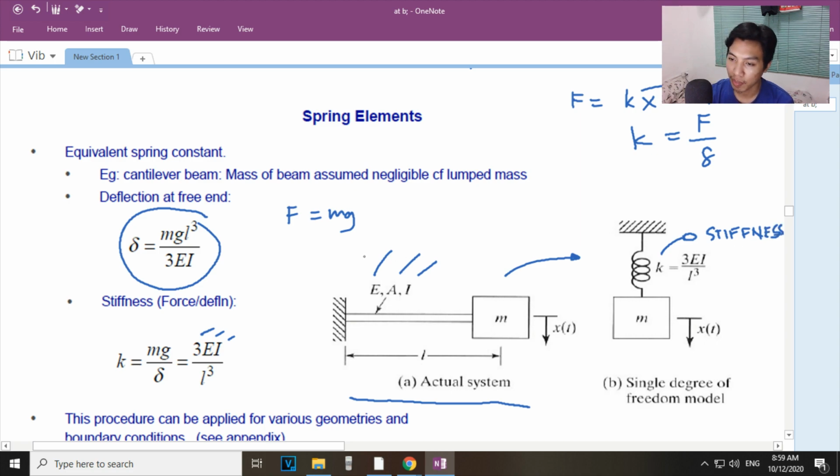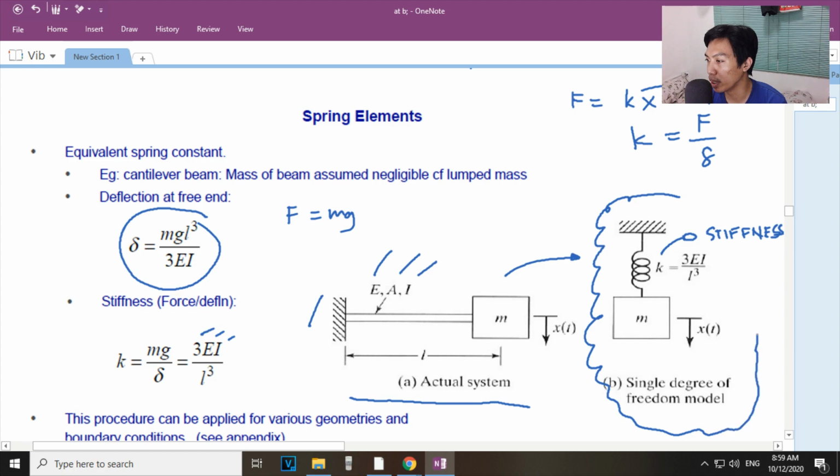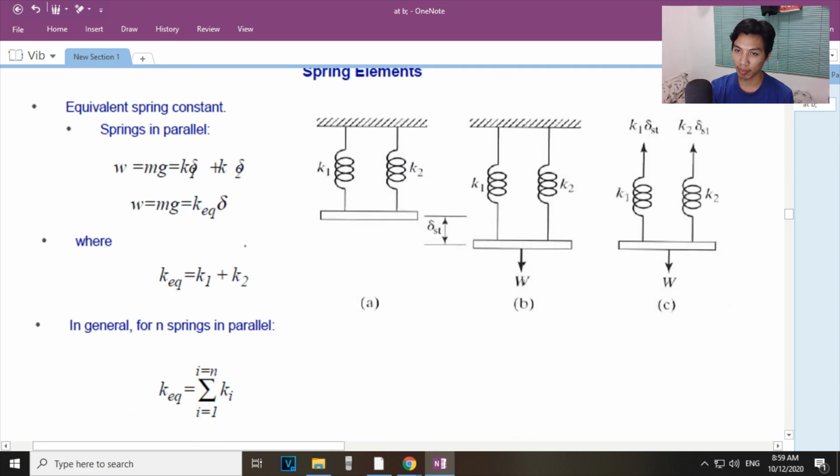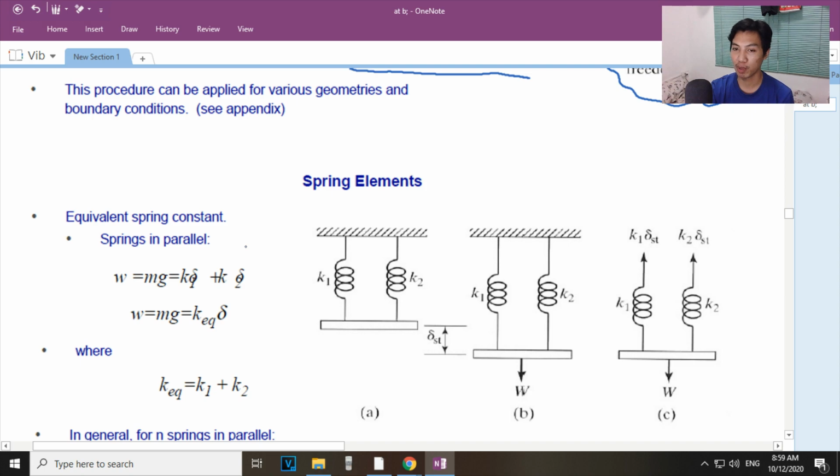Alam niyo na? So, meron kang model, actual system, i-translate mo siya sa single degree of freedom model na kung saan pwede mong makalkula yung parameters na kailangan mo. Okay? So, now, this procedure can be applied for various geometries and boundary conditions. Meron naman tayong mga multiple springs. Balik tayo sa inyong strength of materials.